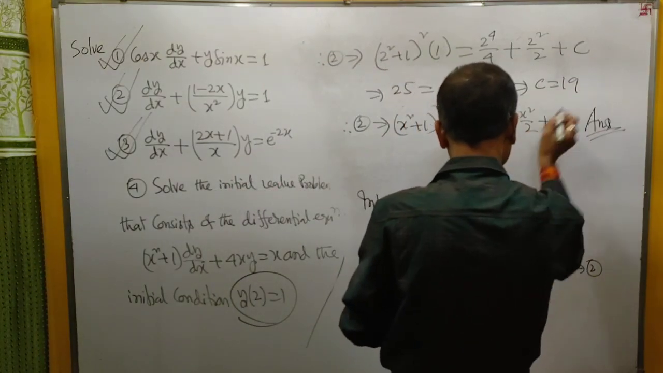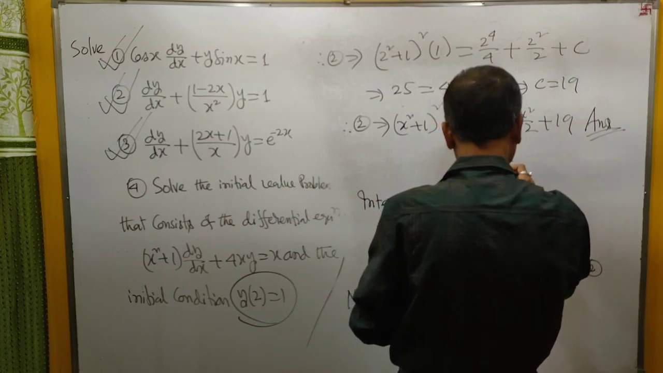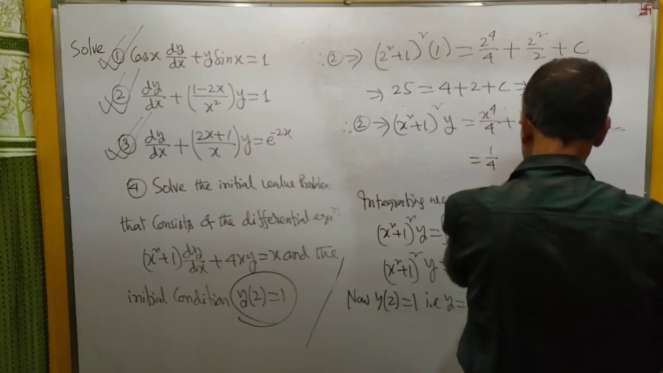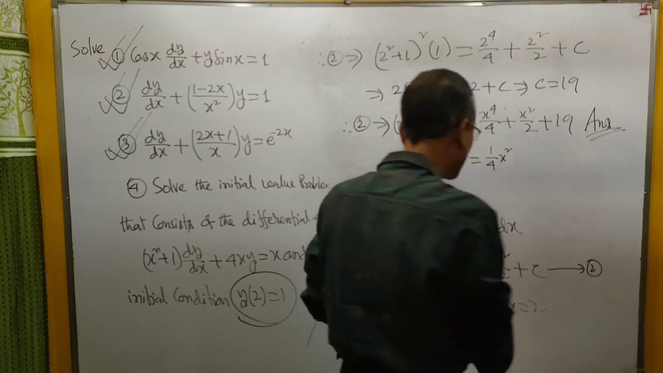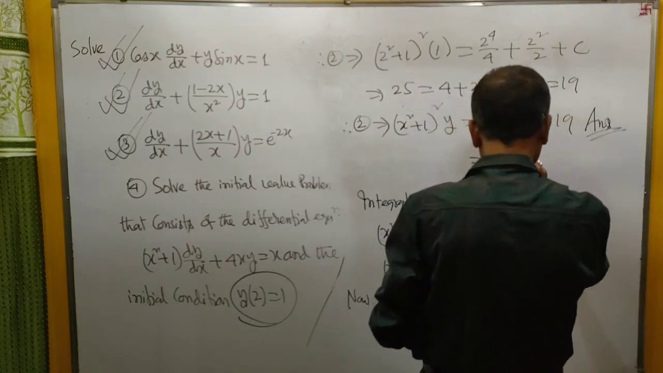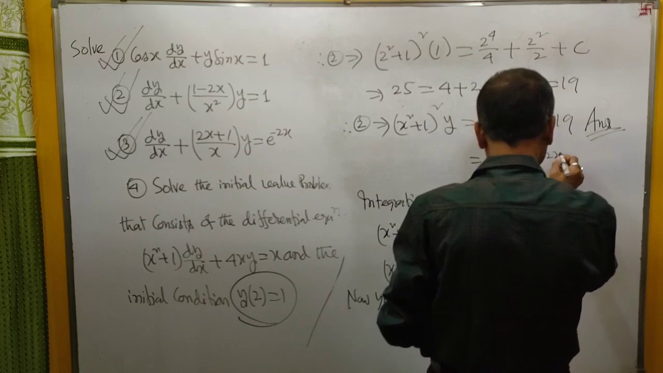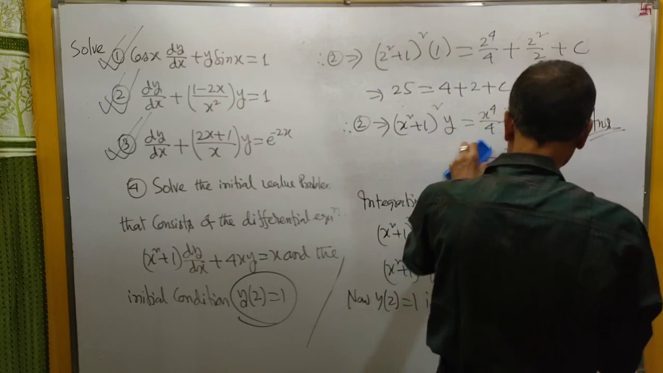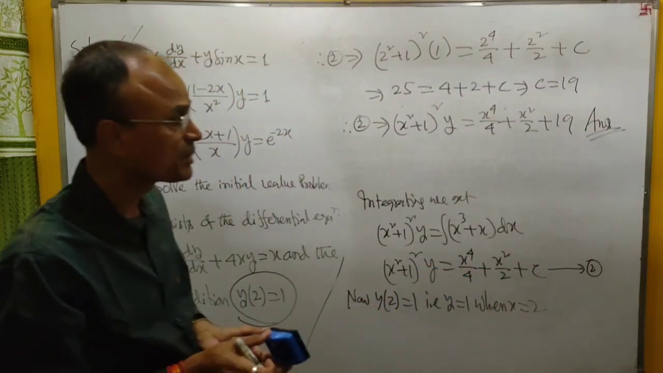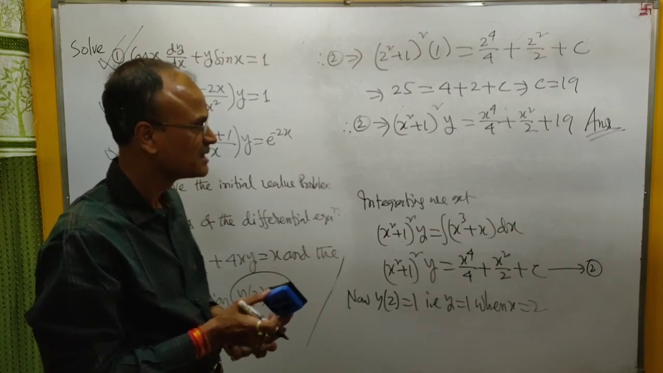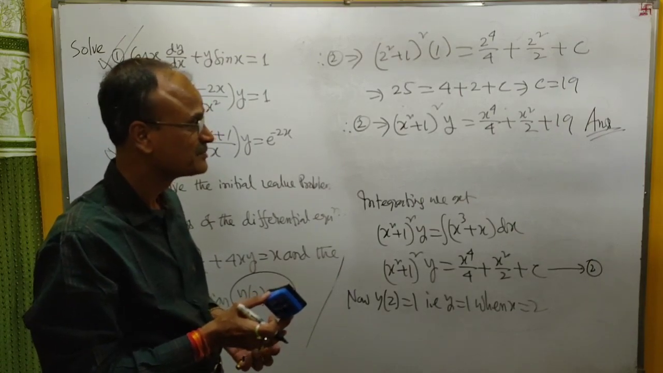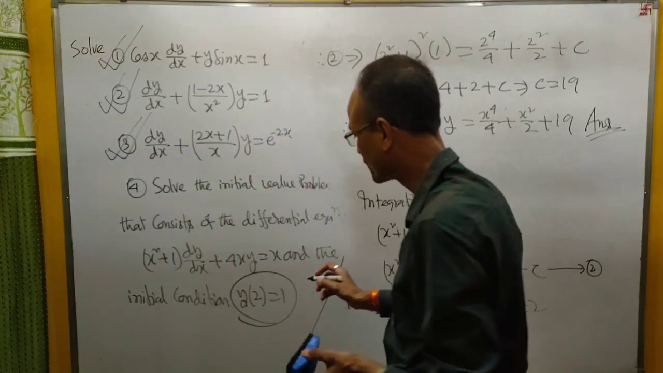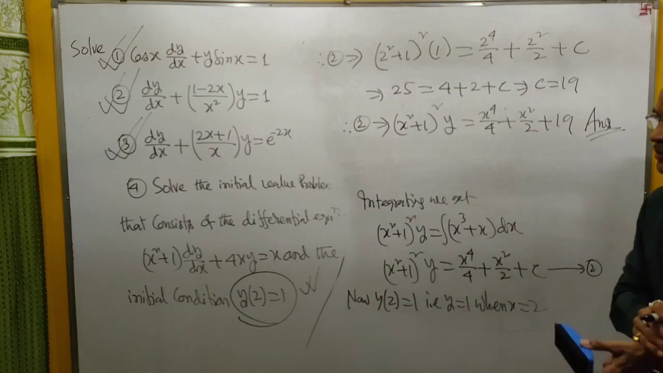Or you may write it like that, 1 by 4 x square is common. No, this is the answer. No need. This is the required solution of the differential equation. For the particular integral, this is the solution of the differential equation.